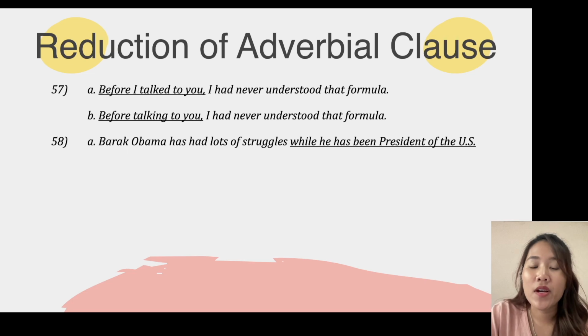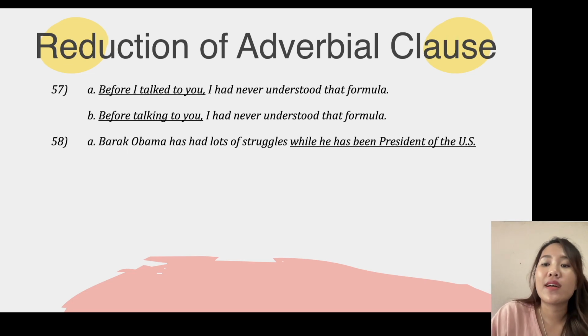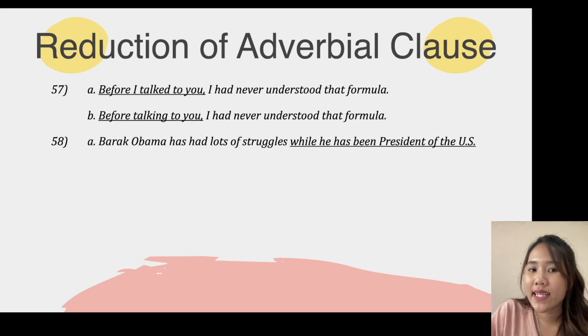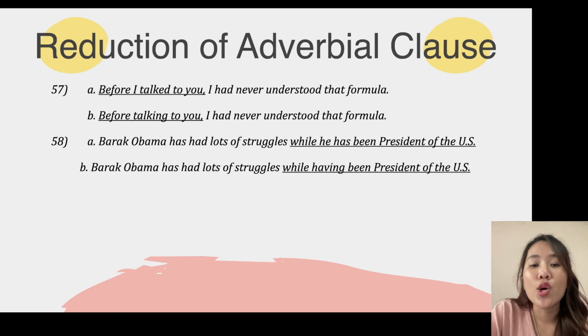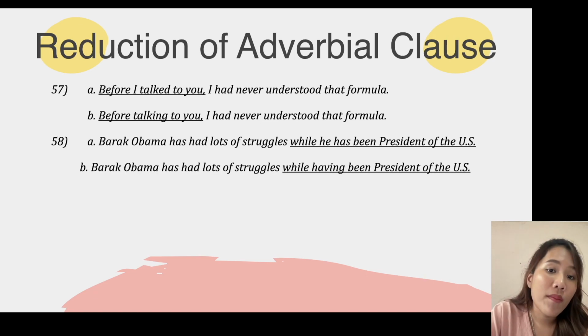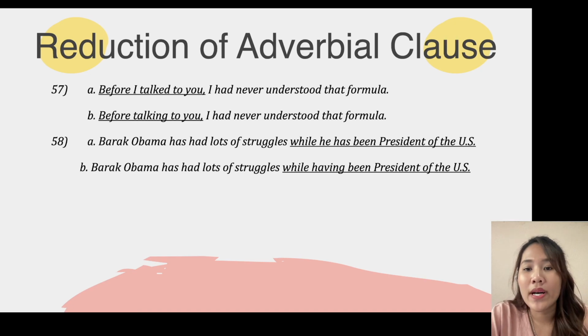And next, "Barack Obama has had lots of struggles while he has been president of the US." So in this case, we have the same subject, Barack Obama and he. We can reduce it into "Barack Obama has had lots of struggles while having been president of the US."